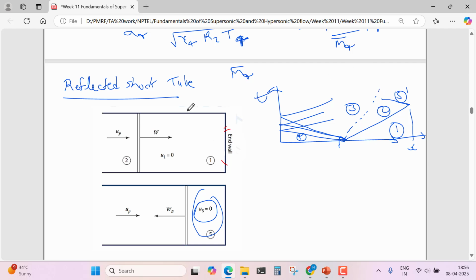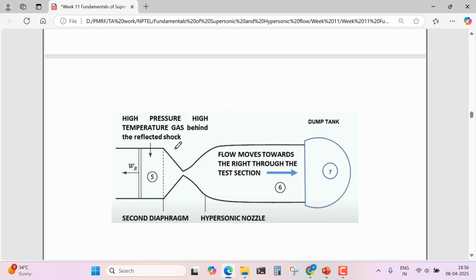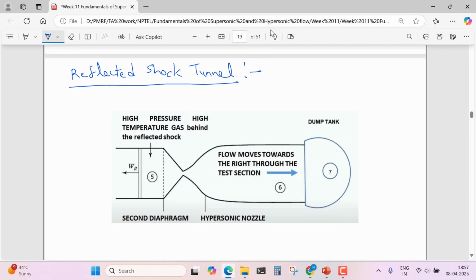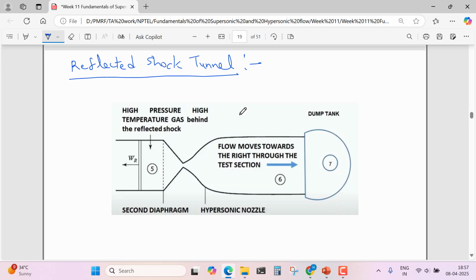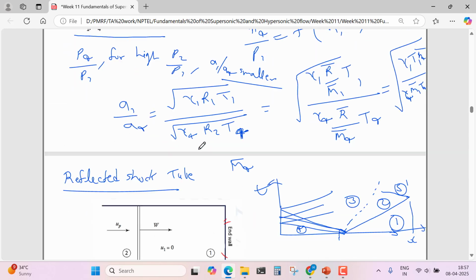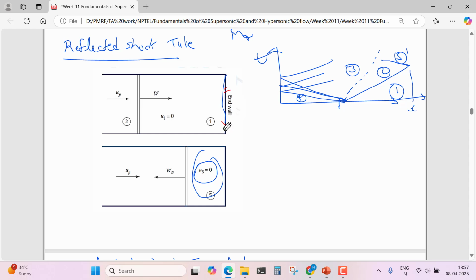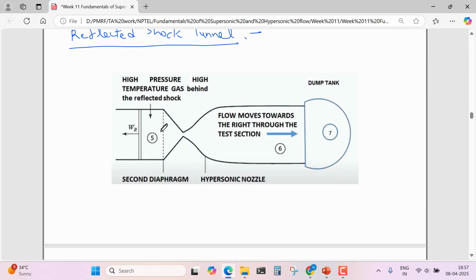So for utilizing this gas, we use one nozzle and one secondary diaphragm, so that this gas can be expanded further. This is called a reflected shock tunnel. So in a reflected shock tunnel, at this end wall, we use another secondary diaphragm, and after that we use the nozzle, and after that there will be one test section and one dump tank.